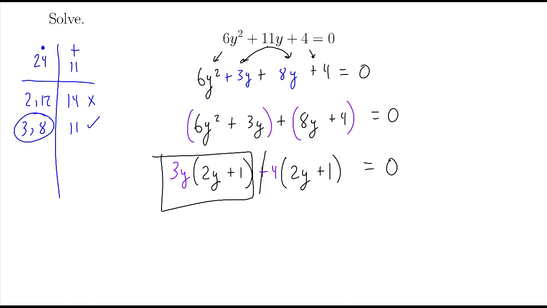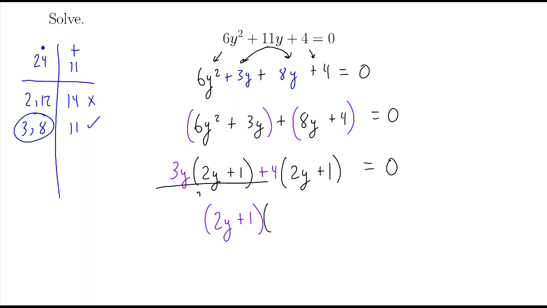Okay, the final step here, I have two terms. It's kind of harder to see it this way, but I have two terms. They both have a common factor. The common factor is 2y plus 1. And so with common factors, we write the common factor first, 2y plus 1. And then if I divide this by 2y plus 1, they would cancel out and leave me with 3y. If I divided this one by 2y plus 1, they would again divide out and leave me with plus 4. So 2y plus 1 times 3y plus 4 equals 0.